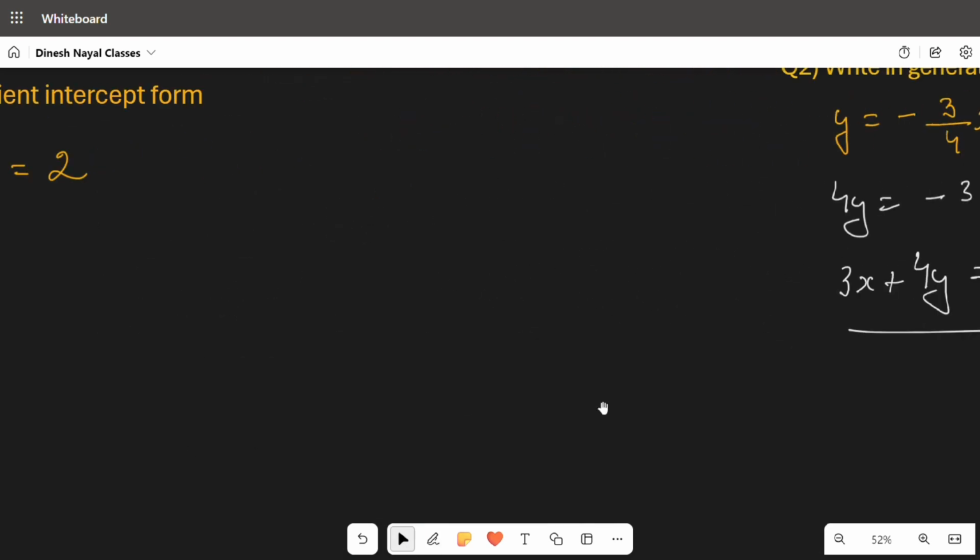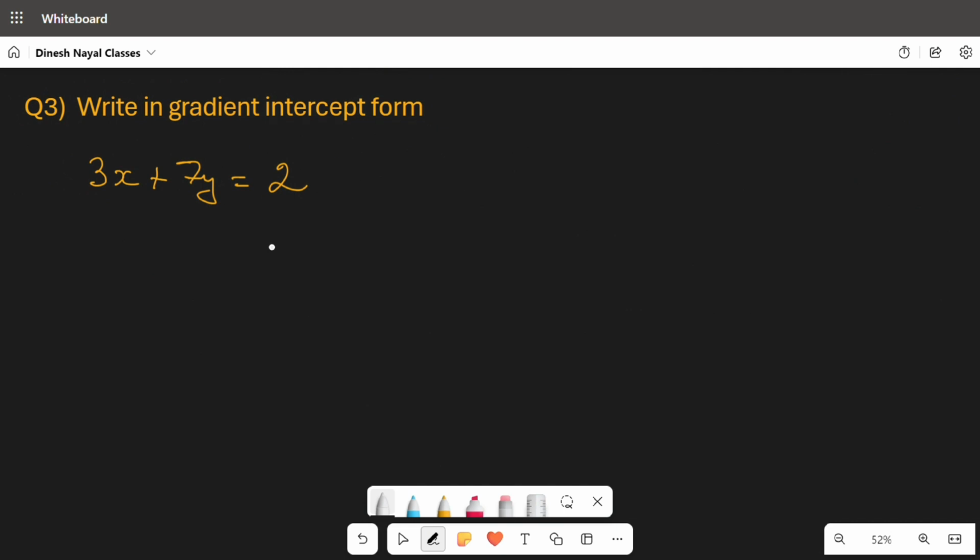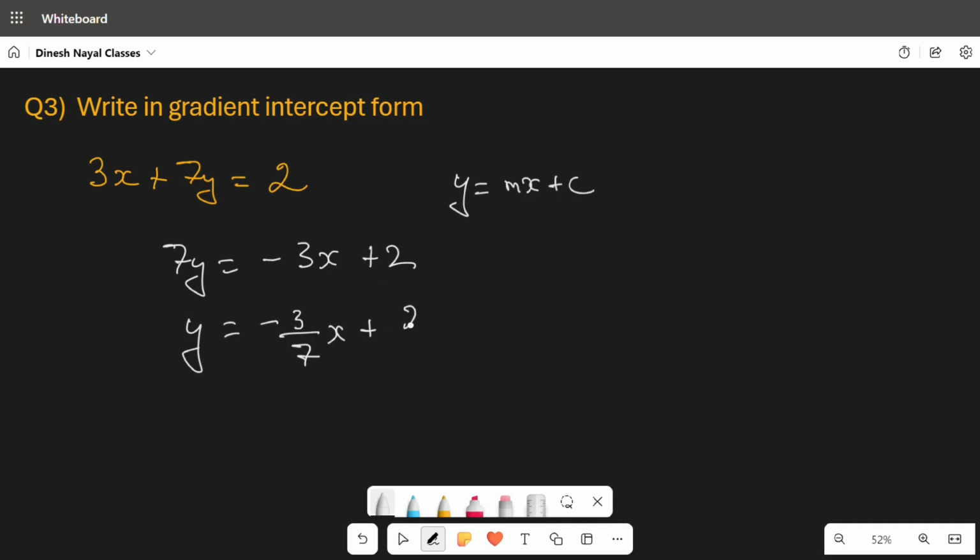The next question is also very easy. In this case, you have to write in gradient intercept form. This is the general form given to you, and you have to convert to gradient intercept form, which is y equals mx plus c. So basically you have to make y the subject of the formula. So 7y equals, if you take 3x to the right hand side, minus 3x plus 2. Now divide throughout by 7. So y will be equal to minus 3 by 7x plus 2 by 7. So this is the gradient intercept form.